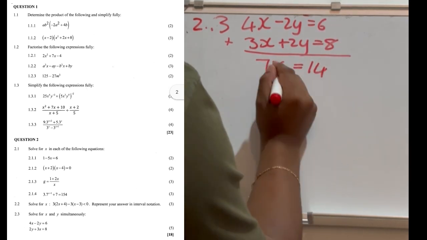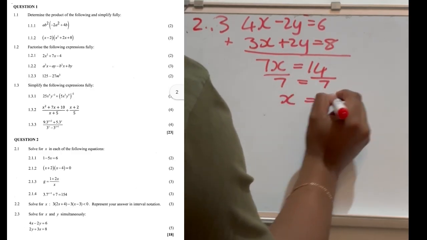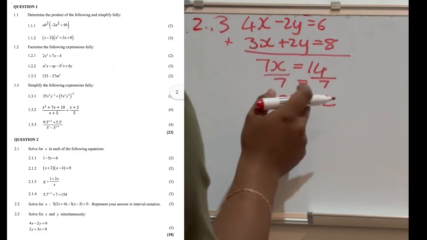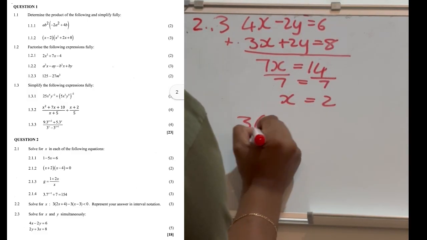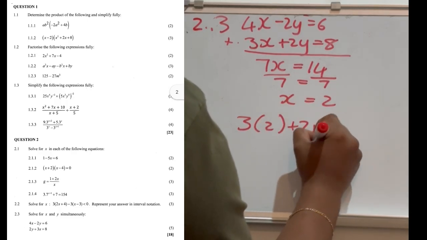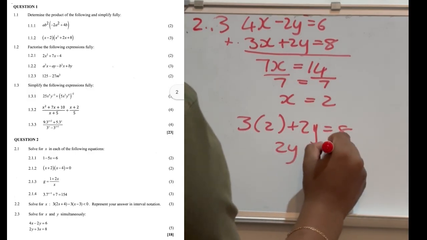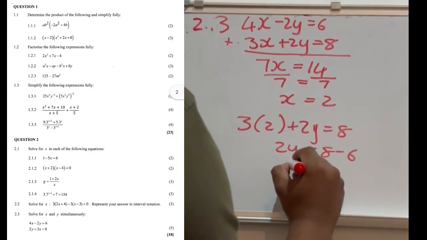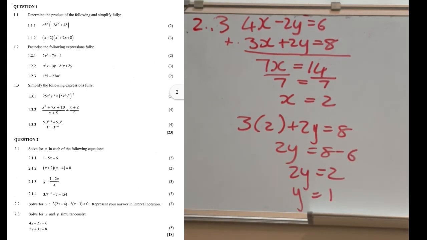To get x, we just divide both sides by 7. And then x is 2. Then to get y, we just substitute x into any of these equations. So I'll just substitute in this one. So that will be 3 times 2 plus 2y is equal to 8. That's 6. So then 2y is 8 minus the 6. And then 2y is equal to 2. So y is then just equal to 1. Okay. You're going to also do the substitution way. But in this case, this way is also fine.